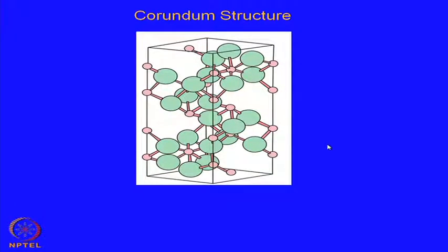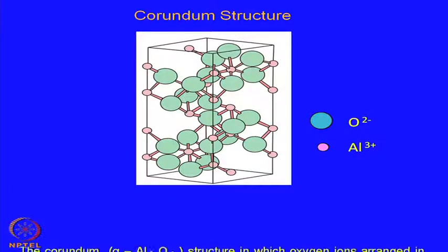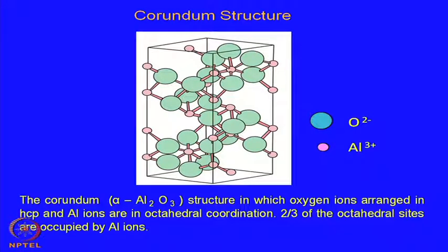We go to another type of structure, which is a very important structure incidentally, and a very important compound as such: aluminium oxide. There are alpha, beta, and gamma forms. Gamma aluminium oxide is also there, having a different crystal structure; it is more of a cubic structure. In this case, alpha aluminium oxide is the most common variety of aluminium oxide, and the mineralogical name for that is corundum. So, this is the structure of corundum, in which oxygen ions are arranged in HCP.